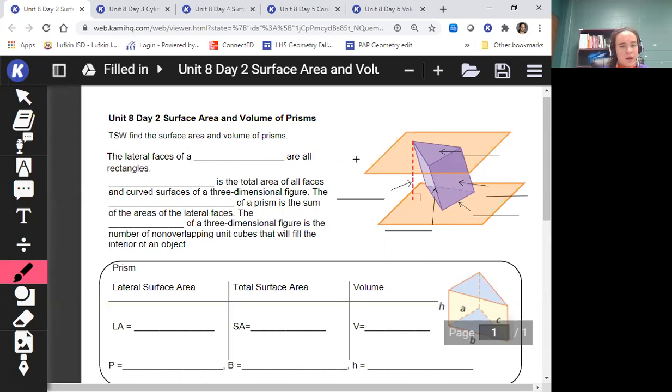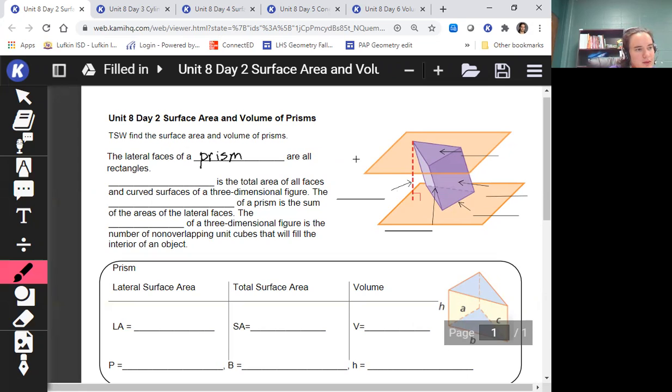Today we are looking at the formulas for surface area and volume of prisms. So this first day we're talking about surface area and volume. Things to remember: the lateral faces of a prism are all rectangles.